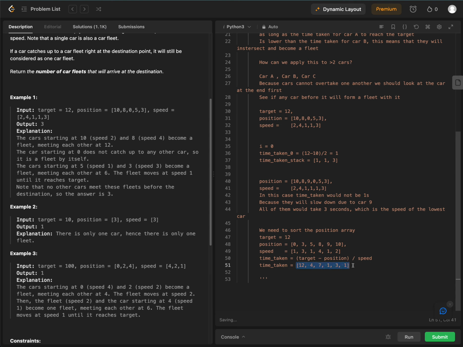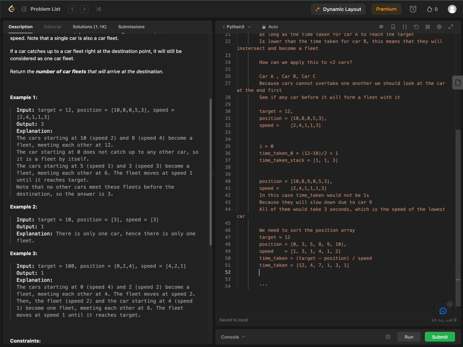So all these are the time taken for all the cars, right? The time taken for all of them to get to their destination. So now looking at this entire array, what are we looking at? We have a time taken array of 12, 4, 7, 1, 3.